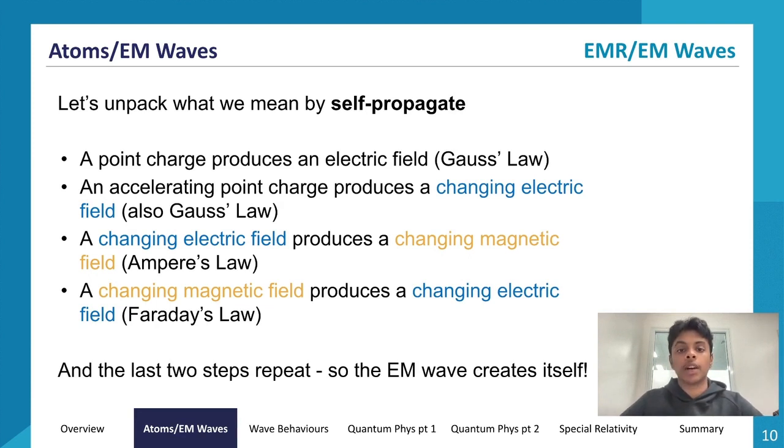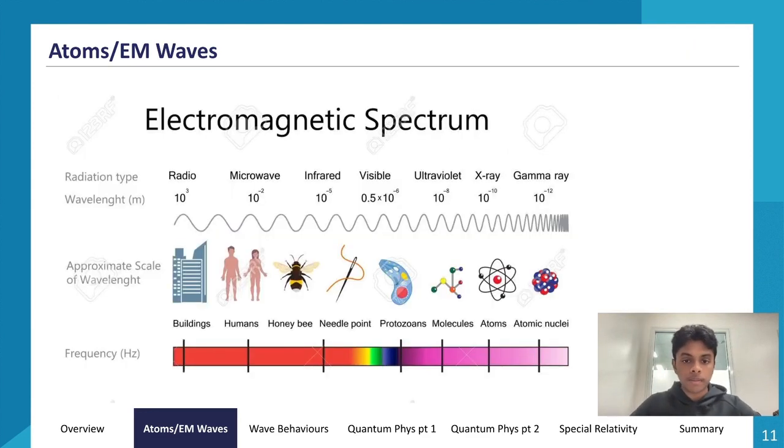So the EM wave is now self-propagating. So that's how that process of self-propagation occurs.